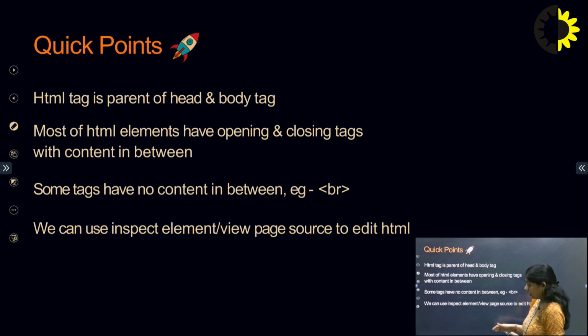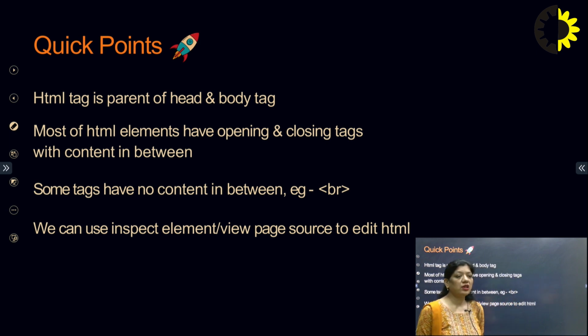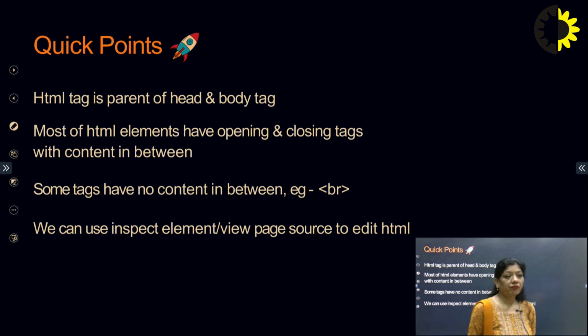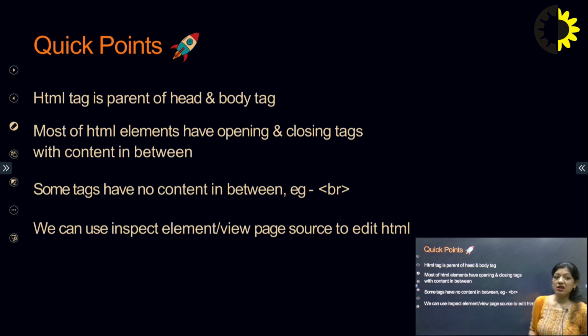And last, we can use inspect element and view page source to inspect HTML. Suppose we want to show the internal coding of our web page. Suppose we go to the Google web page and we want to show the coding. For this, what we have to do is just go to the Google web page and right click on it. There would be only two options. First one is inspect, and second one is view page source.